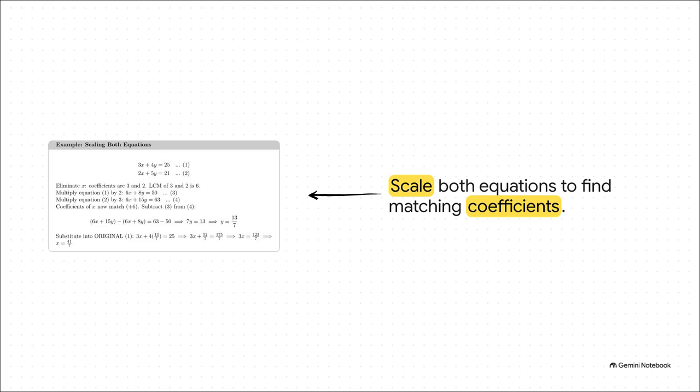Here, we have a 3x in equation 1 and a 2x in equation 2. Obviously, they don't match. But if we multiply the entire first equation by 2 and the entire second equation by 3, look at what happens. We force both x coefficients to match perfectly at 6x. Now we can just subtract them and proceed with our elimination perfectly. We've essentially scaled the equations up to find common ground.